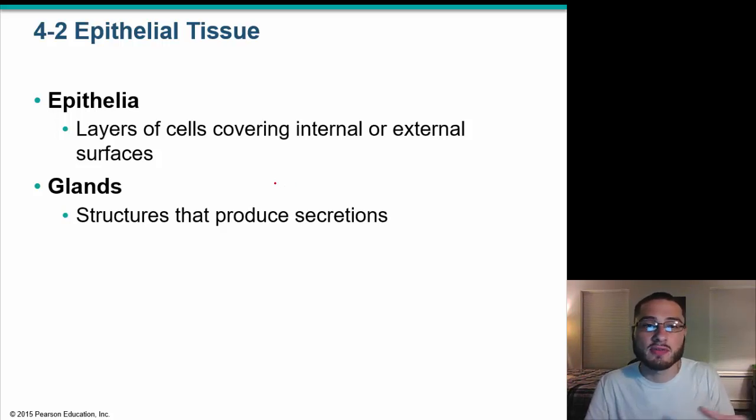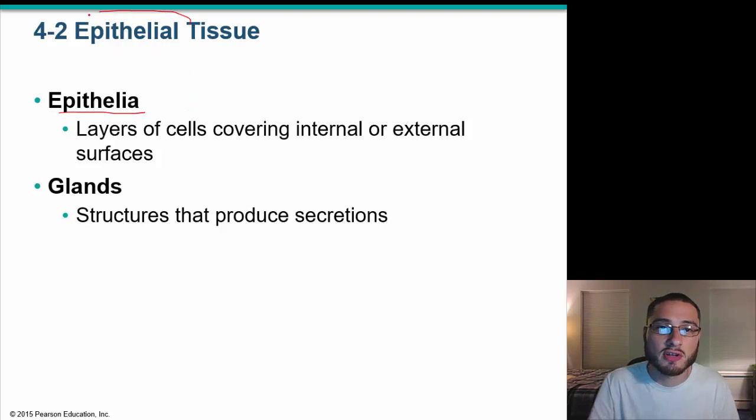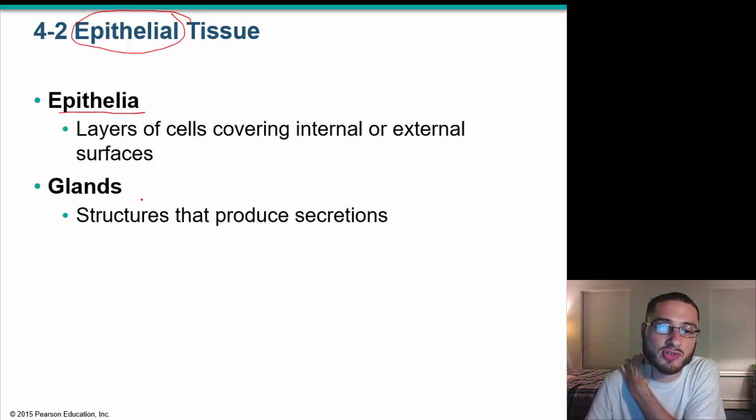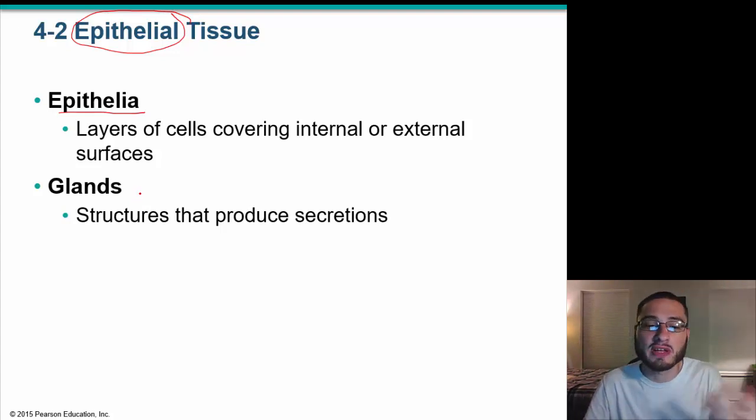Epithelia are the layers of cells covering internal or external surfaces. Anytime you hear this word epithelia or epithelium or epithelial, these are all talking about covering. So we're talking about skin, the lining of the mucous membranes. These are all epithelium. Glands are structures that produce secretions. When we talk about endocrine glands, they're going to secrete hormones, and those secretions are going to be the chemical messengers that drive certain things that maintain homeostasis.